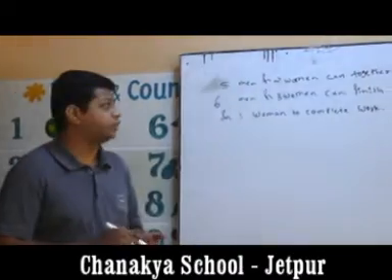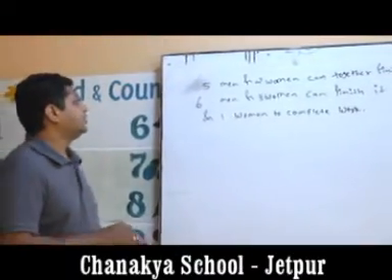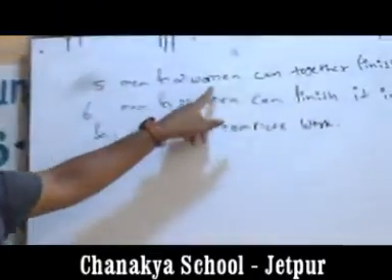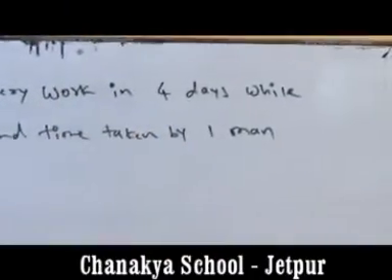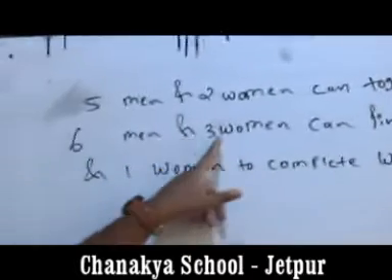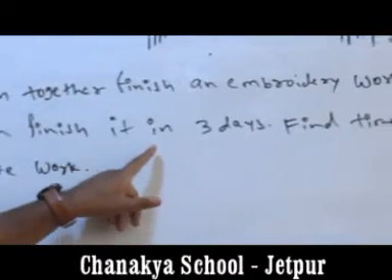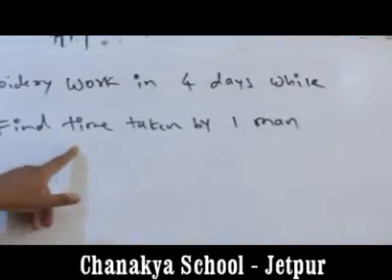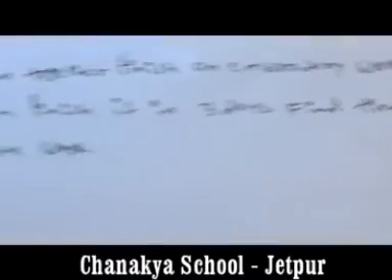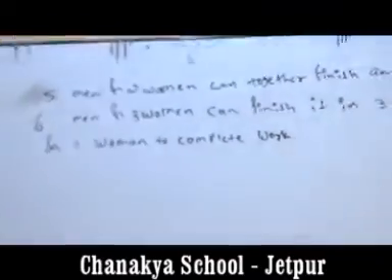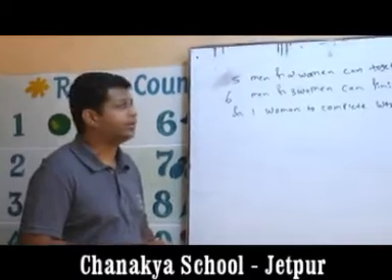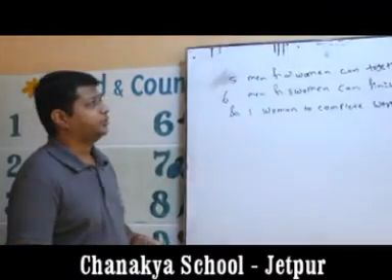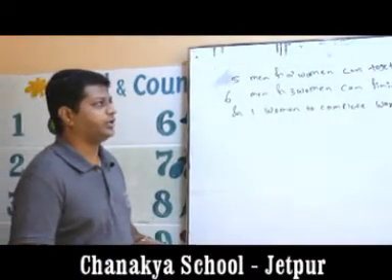Okay, students, now moving to the next question. 5 men and 2 women can together finish an embroidery work in 4 days, while 6 men and 3 women can finish it in 3 days. Find the time taken by 1 man and 1 woman to complete the work. Here, they are cooperating with each other and doing their work.